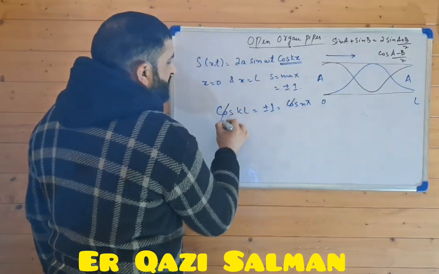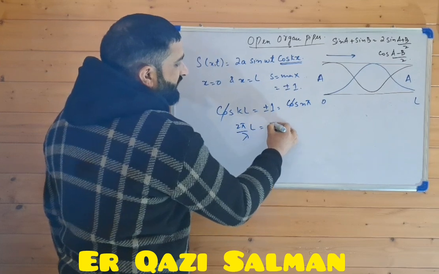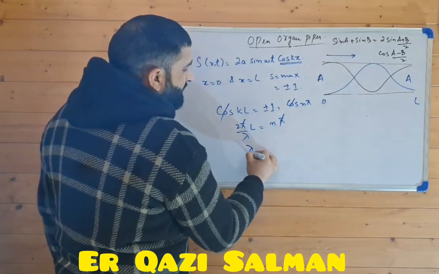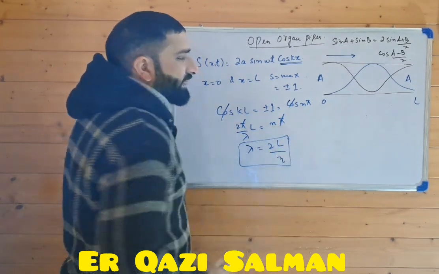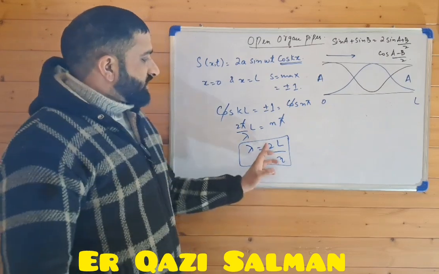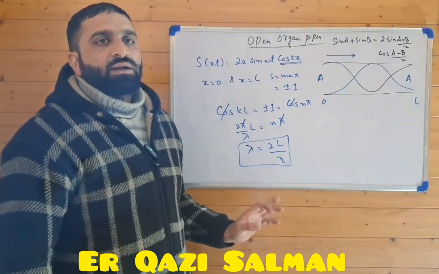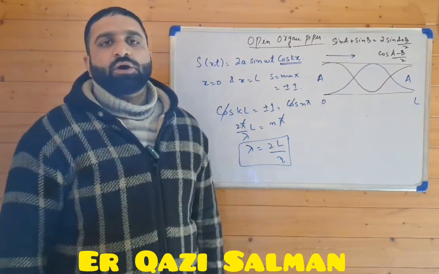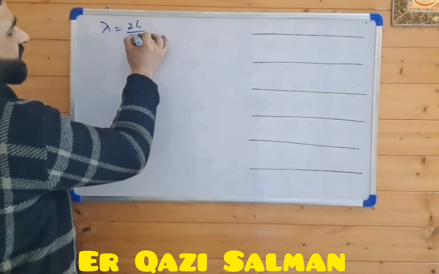Now cos and cos go, k is the propagation constant, so 2 pi by lambda into L is equal to n pi. Pi and pi go, so lambda is equal to 2L divided by n. The equation for finding lambda in different modes is 2L divided by n, where n is the number of the mode or number of the harmonic and L is the length of the organ pipe. So lambda is equal to 2L divided by n.